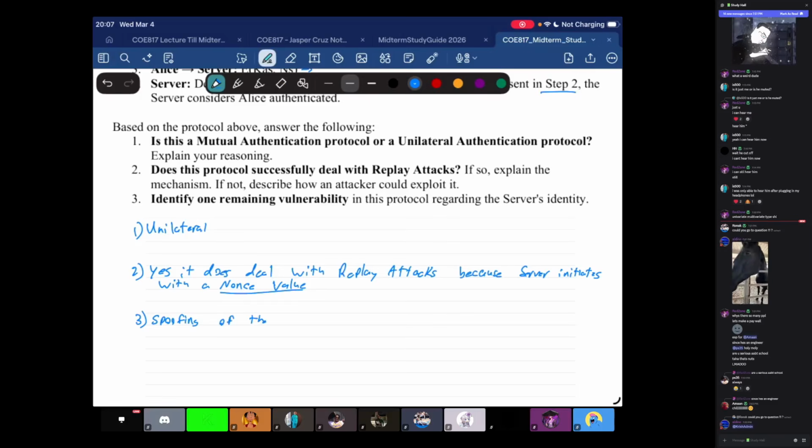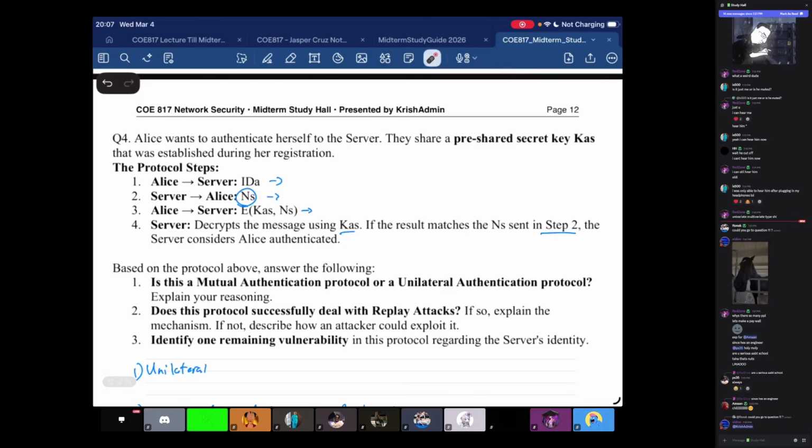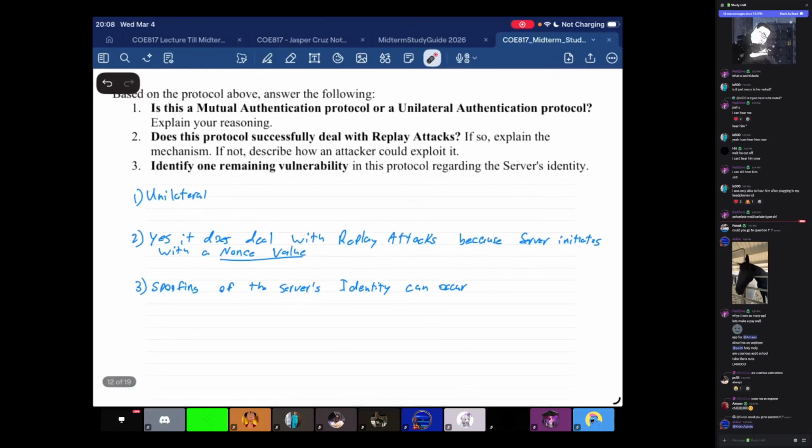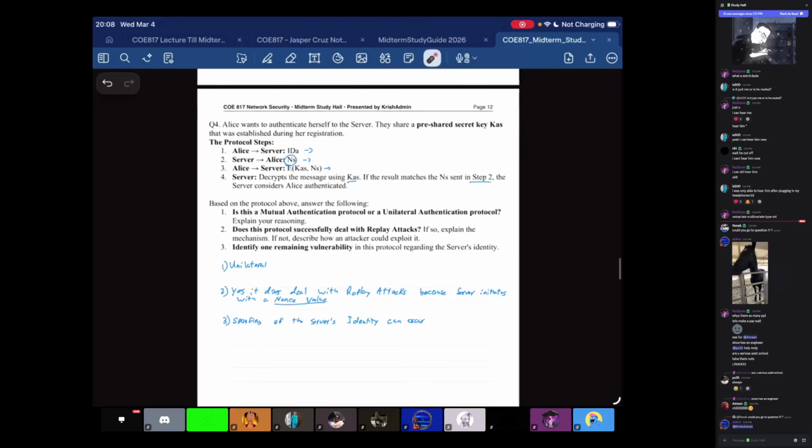So spoofing of the server's identity can occur because after Alice sends out this encrypted message, if anyone else also has this encrypted key that is shared between Alice and the server, gets that message, they don't know. I mean, this intruder can communicate with Alice without Alice knowing that they're not communicating with the correct person. So hopefully that is clear.